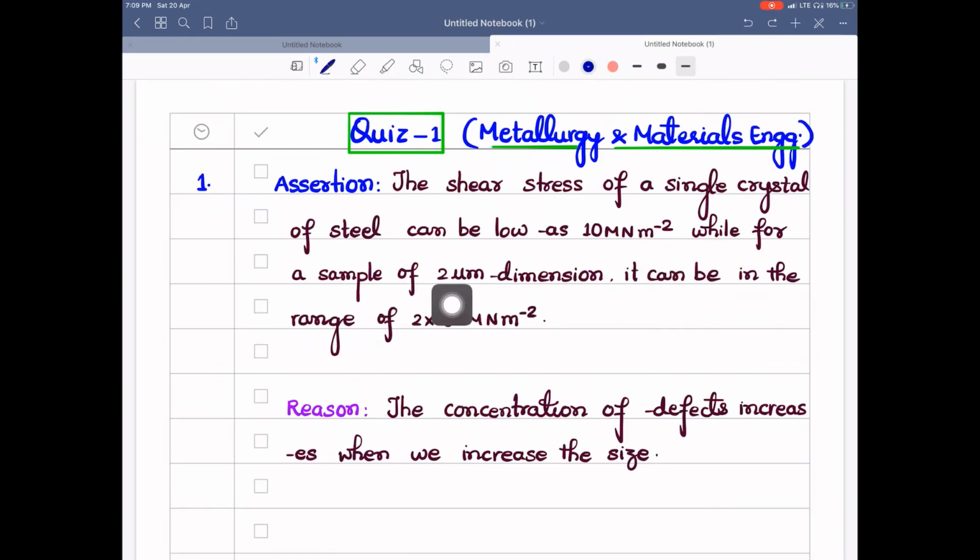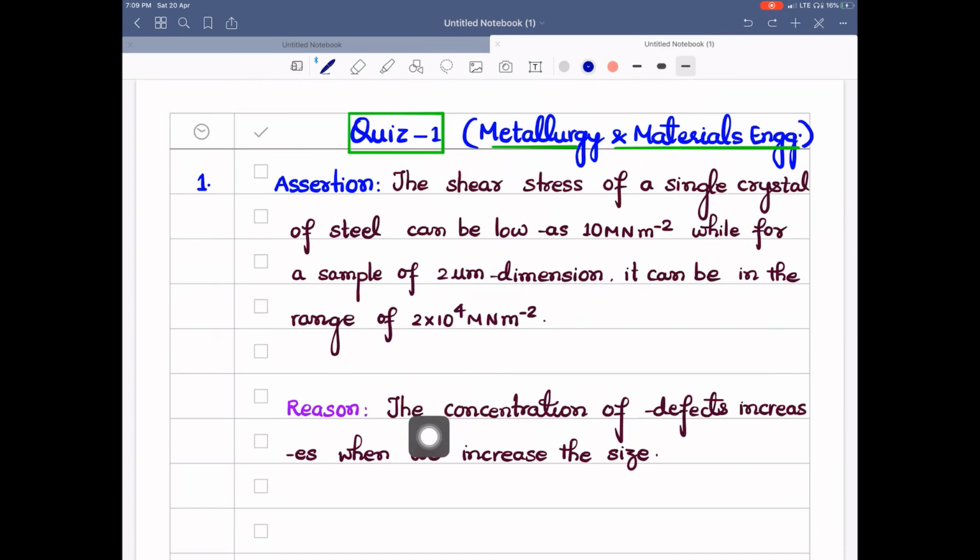But when you decrease the size, there will be fewer and fewer defects, and in this case the magnitude of shear stress will be tremendously high, that is 2 into 10 to the power 4 meganewton per meter square. So basically the assertion is true. The first data is for a single crystal of large dimension, but the second data is for a single crystal of very small dimension, in the range of micrometer.